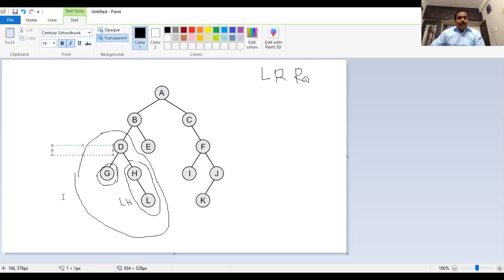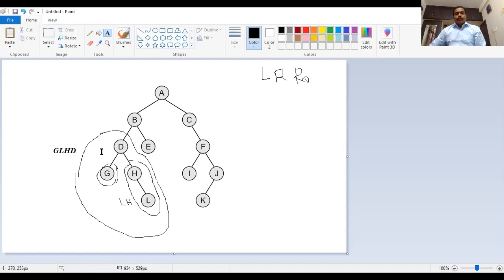Here G is the left element. Then we go to the right side. The right element is H, but H has subtrees. So L is the leaf node. First we write L, then H, then finally the root D. So this is the output of this portion.